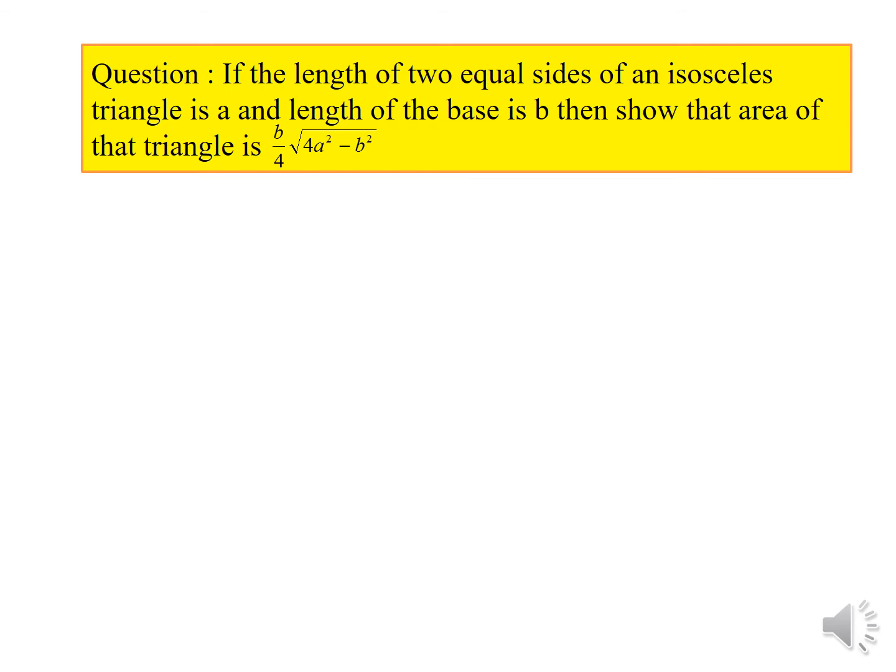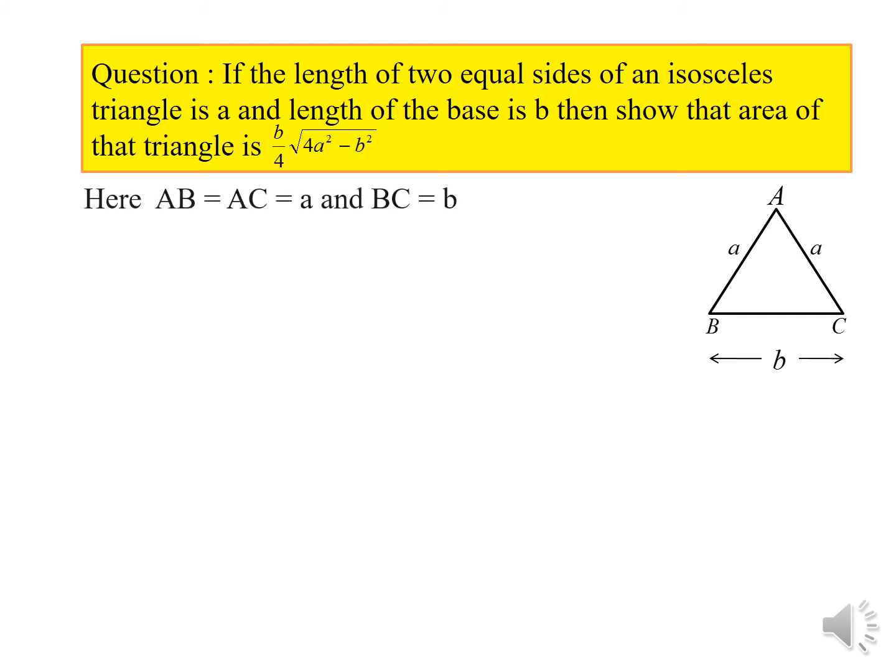Here we will prove the formula to find the area of an isosceles triangle. The length of the two equal sides of an isosceles triangle is a, and the length of its base is b. Then we will prove that the area of this isosceles triangle is b by 4 root over 4a square minus b square. You can see that here ABC is an isosceles triangle whose two equal sides AB and AC have length a, and here BC is b.